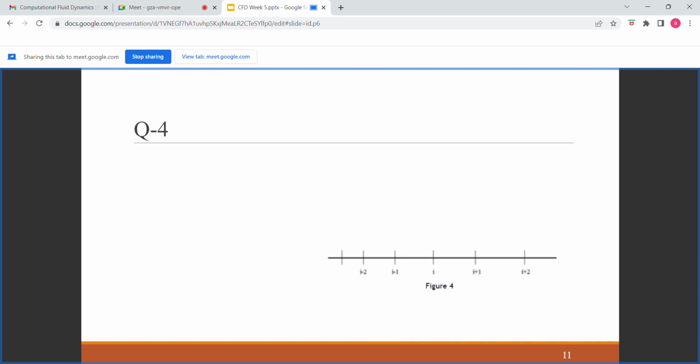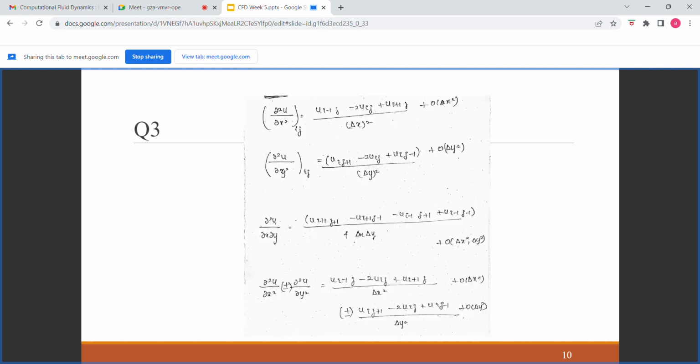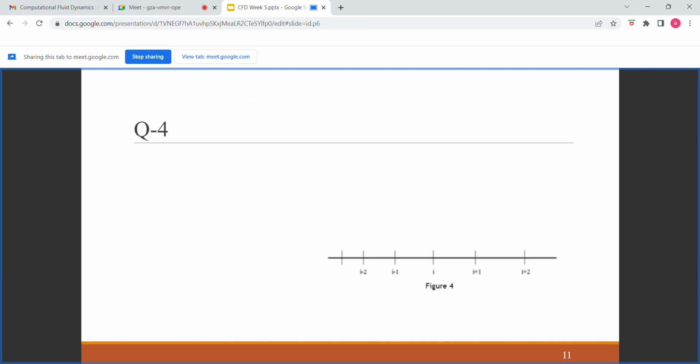I hope question 3 is clear, we will now move on to question 4. In this question 4, a different meshing is given, where it is i minus 2, i minus 1, i plus 1, i plus 2 in the x direction. Before moving on to the question, can anyone say what is the different approach that can be seen from this figure that was not seen in earlier cases?